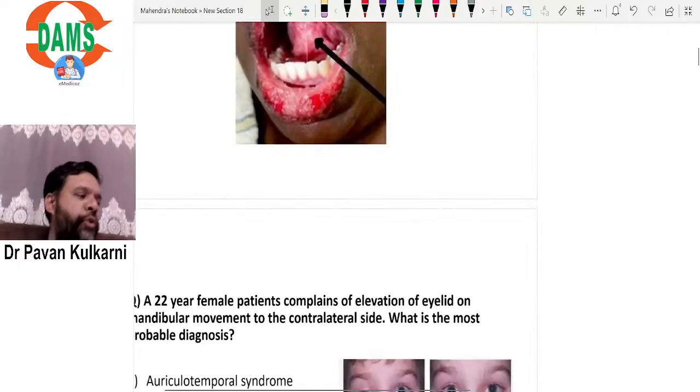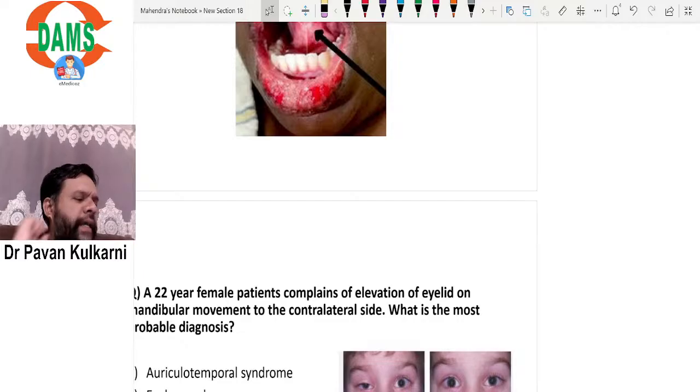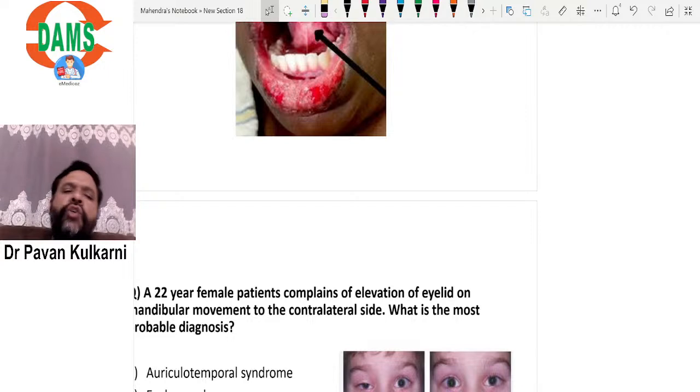Moving on to the second question here. Does SJS occur in children? Yes, it can occur. Stevens-Johnson syndrome can occur in children. There is no hard and fast rule that erythema multiforme occurs only in the elderly. It can occur in any age group. Children can also get affected. That's one of the doubts.